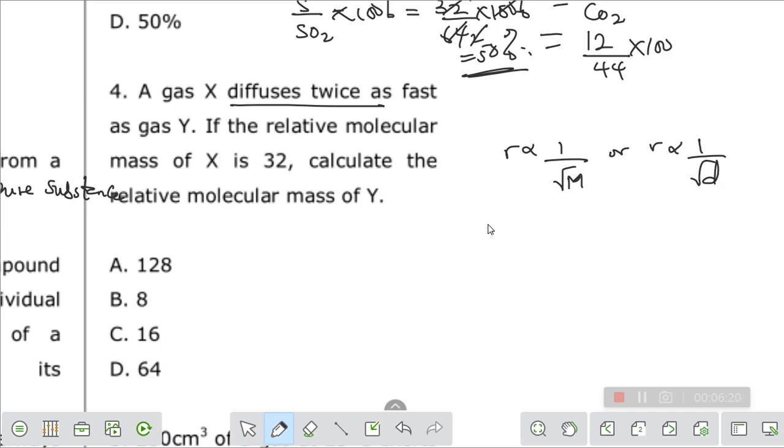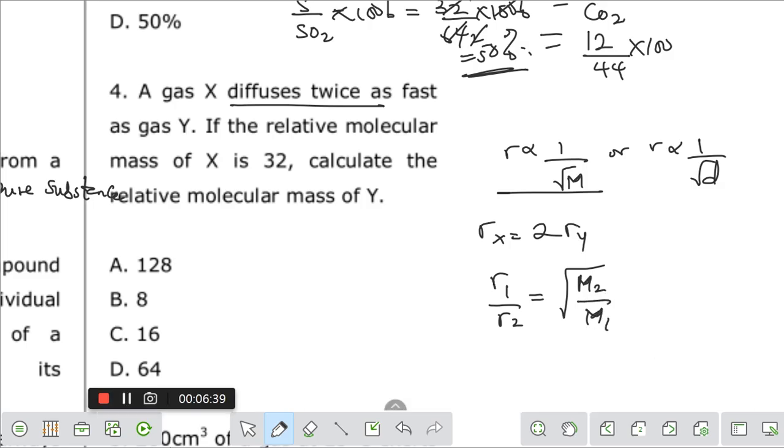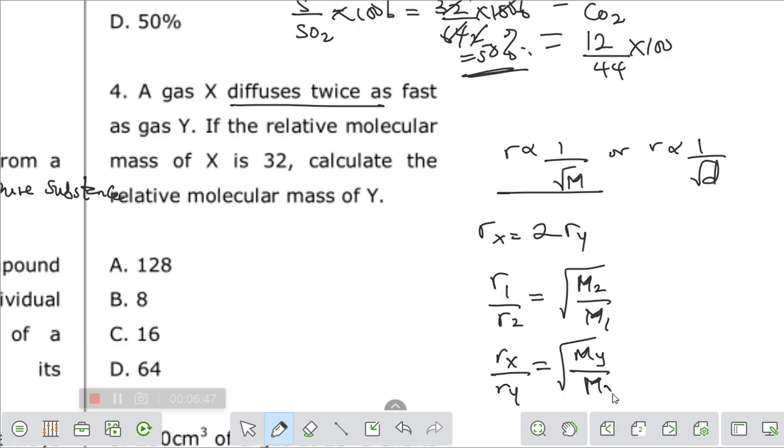Now this is it. The rate of diffusion of gas X, according to the statement, is twice as fast as Y. So it means that will be 2 times the rate of diffusion of Y, right? And according to this formula, R1 over R2 is equal to the square root of M2 over M1. So that is telling us that Rx over Ry is going to be the square root of My over Mx. Do you get? So let's do that now.